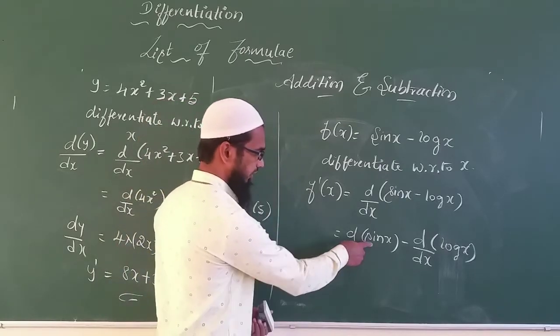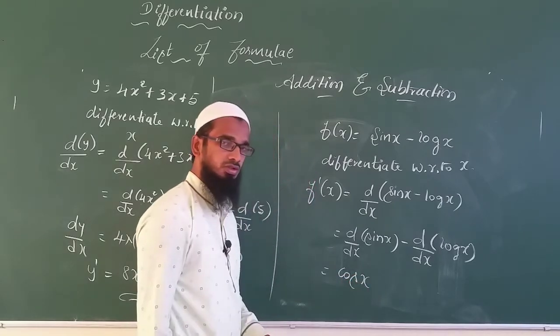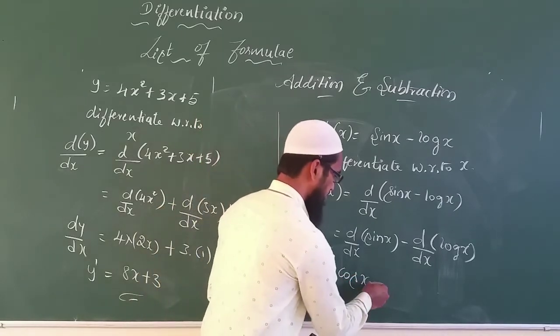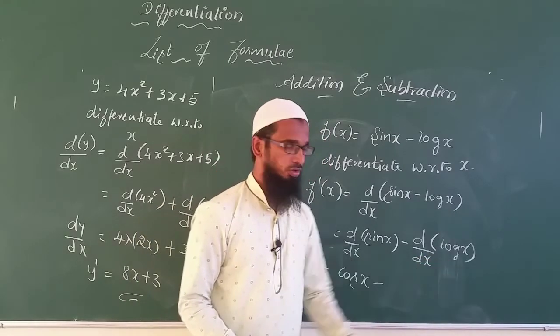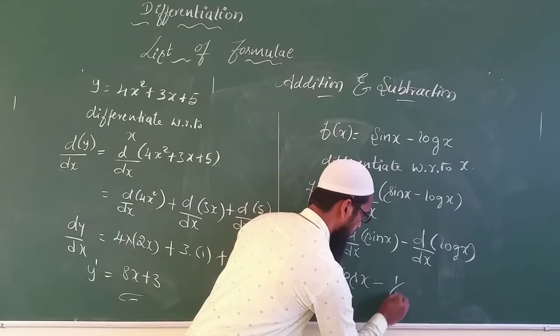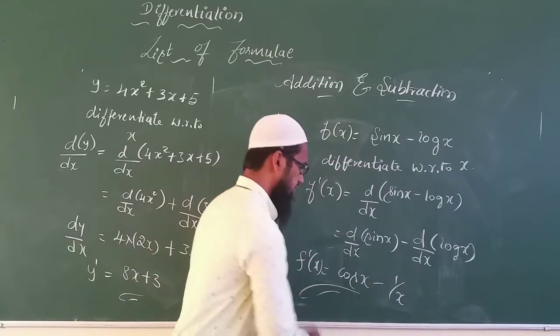Now the d by dx of sin x is what? We know that the differentiation of sin x is cos x. Now again there is a minus. Now the d by dx of log x is what? The differentiation of log x is 1 over x. Now this is our f dash of x.